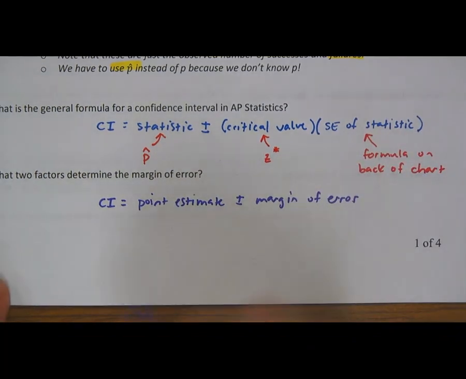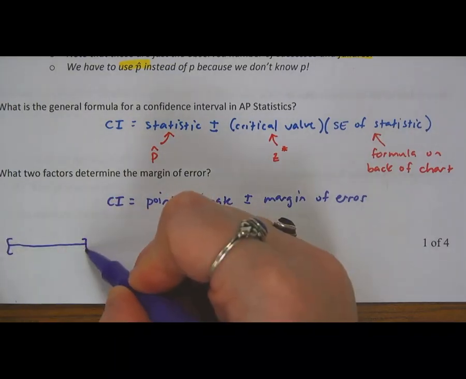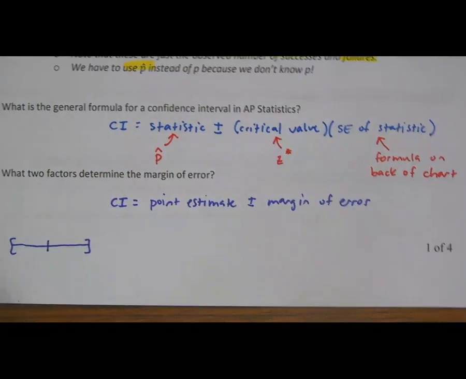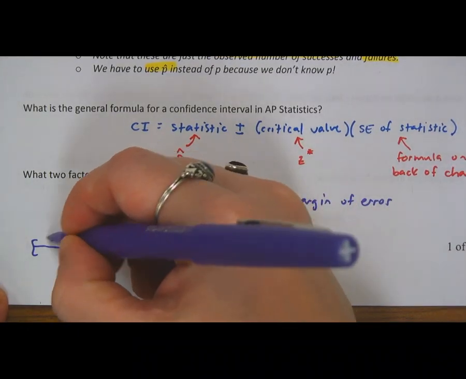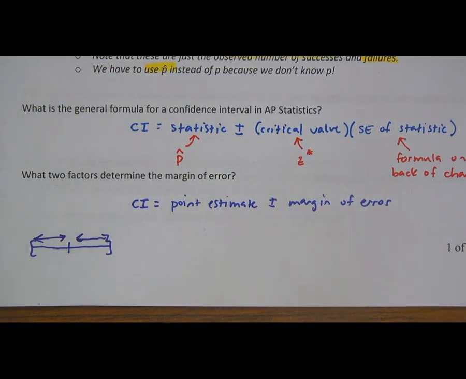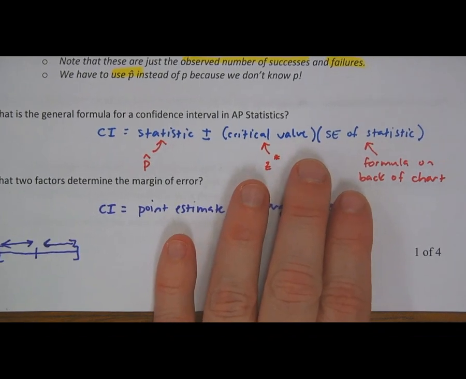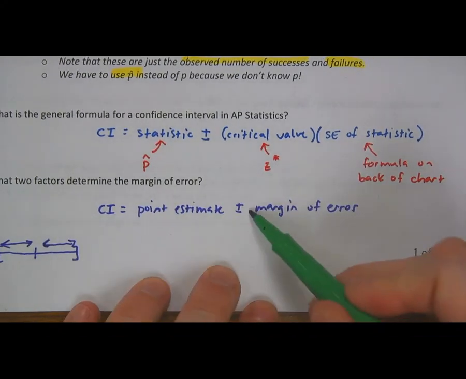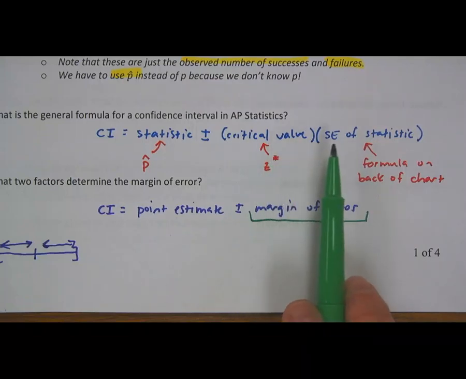Right? Because we said in a confidence interval, you've got your point estimate in the middle, and then your margin of error determines the width of that confidence interval. So those two things kind of make up the confidence interval. Well, now with this formula, you can see that the margin of error is made up of the critical value and the standard error of the statistic.